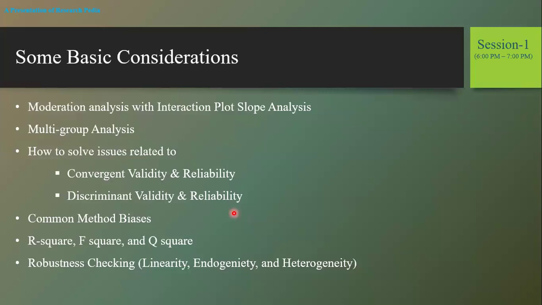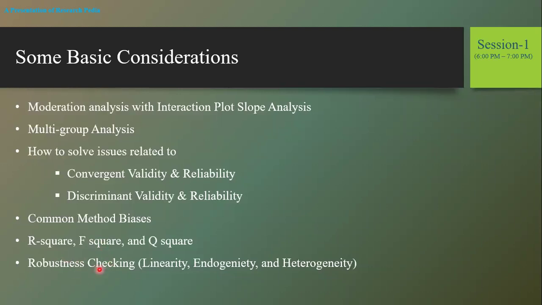Regarding some basic consideration, what will we cover during 6:30 to 7:30 p.m.? It includes the moderation analysis with interaction plot slope analysis, and previously I have missed this part. In addition to it, we will also discuss multi-group analysis. Then we will cover how to solve issues related to convergent validity and reliability, discriminant validity and reliability, then common method biases, how do we estimate common method biases, then R square, F square, and Q square. How would we cover all these things?